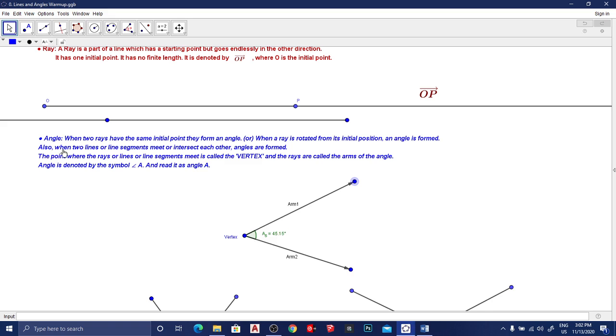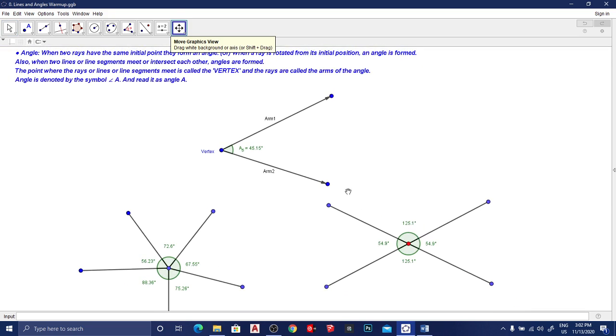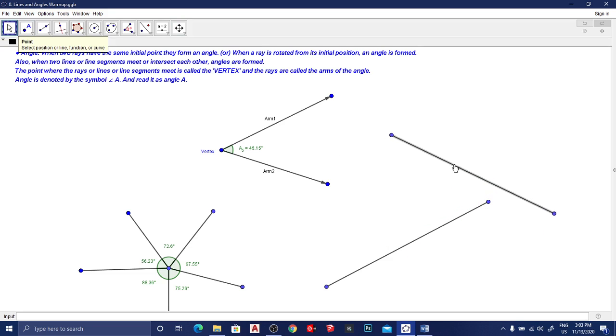Next, the third possibility is when two lines or line segments meet or intersect each other. When two lines or line segments intersect like this, then also angles are formed. Here 4 angles are formed. How are the angles formed here? These two lines are intersecting each other. For example, if these two lines are separated like this, is there any angle forming here?